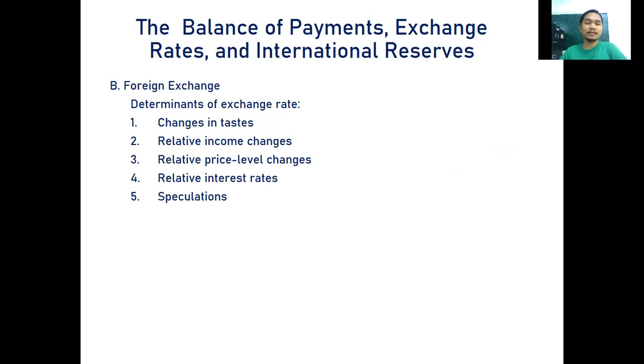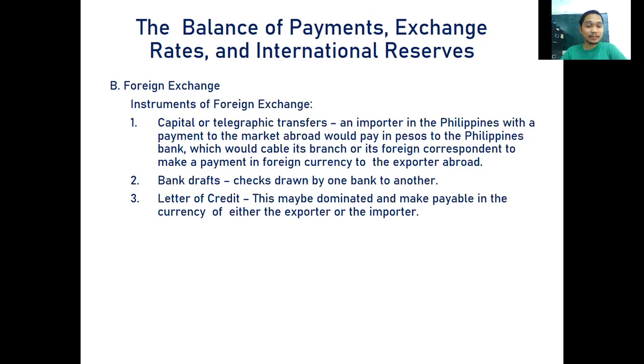O sa mga instrument, sa atong Forex, first of course is the cable or the telegraphic transfer. An importer in the Philippines with a payment to the market abroad would pay in peso to the Philippines bank, which would cable its branch or its foreign correspondent to make a payment in foreign currency to the exporter abroad. So muna ang cable transfer.